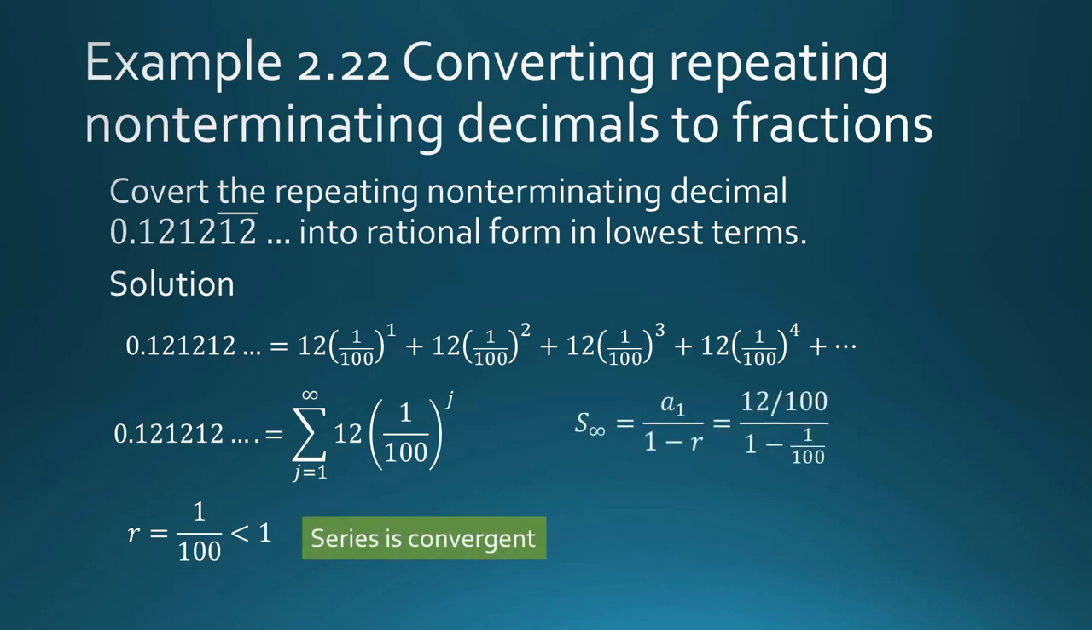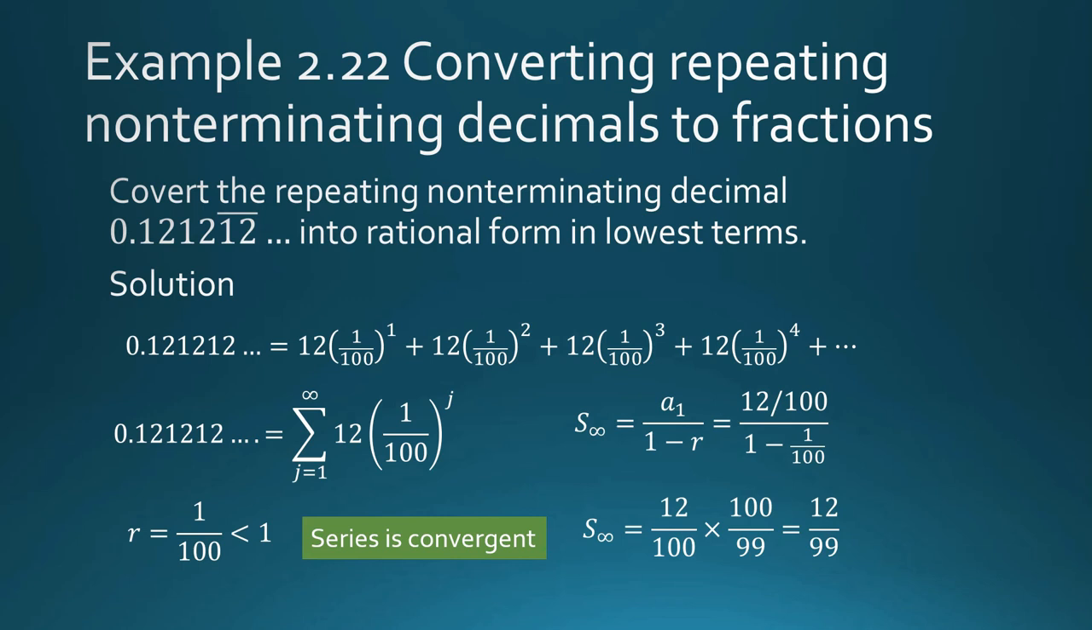What is that sum? This is the sum. The first term, so you evaluate the term when j is equal to 1. That is the first term. And it's equal to 12 over 100 divided by 1 minus r. So let us simplify this. 12 over 100 divided by 99 over 100 is the same as 12 over 100 times 100 over 99. We cancel 100 and we are left with 12 over 99.